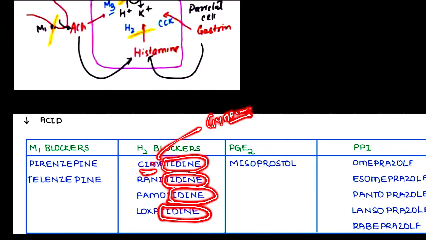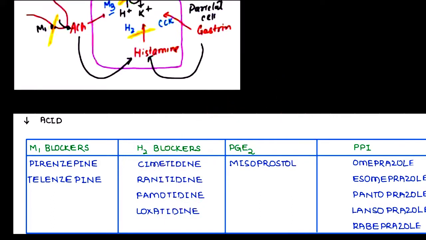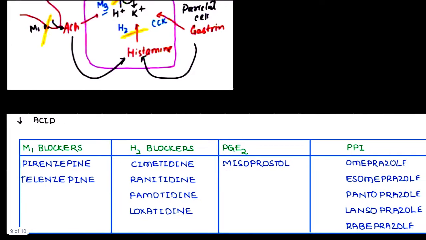And this cimetidine is one of our DISCO drugs. These DISCO drugs are responsible for gynecomastia. From D we have digitalis, from S spironolactone, from C we have cimetidine, from O we have estrogen, right. Now these DISCO drugs are responsible for gynecomastia. Similarly, prostaglandin E2, that is our misoprostol, and this misoprostol will inhibit HCl production.